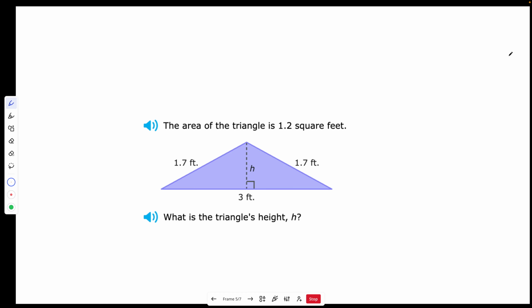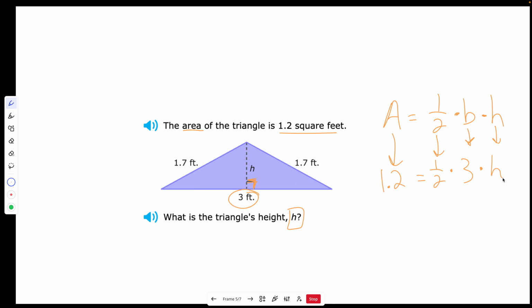All right, now this one is a little bit backwards because here they tell you the area. They say the area of the triangle is 1.2 square feet. And it says, what is the triangle's height? So we know our formula is 1/2 times the base times the height. And in this case, I know the area is 1.2. 1/2 stays 1/2 times the base, which we know here is 3. Again, look for that right angle. Always look for the right angle. And then we don't know the height, so we're just going to leave it as h for height.